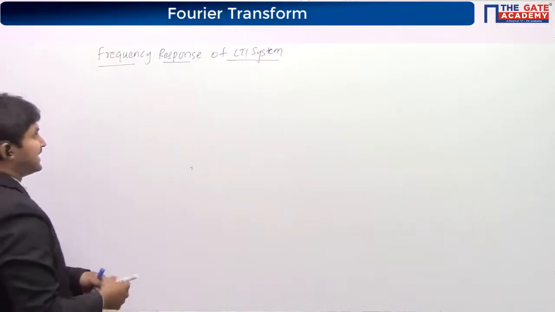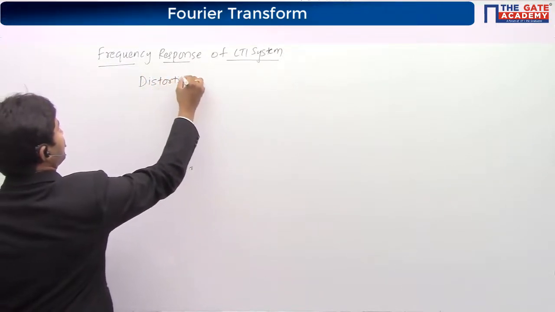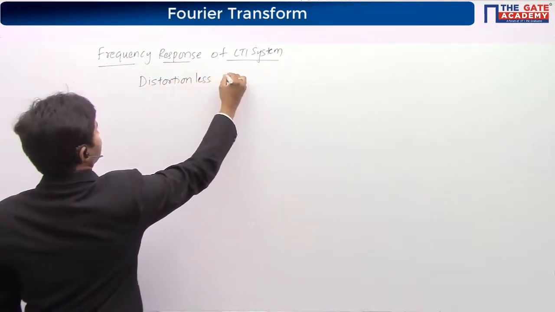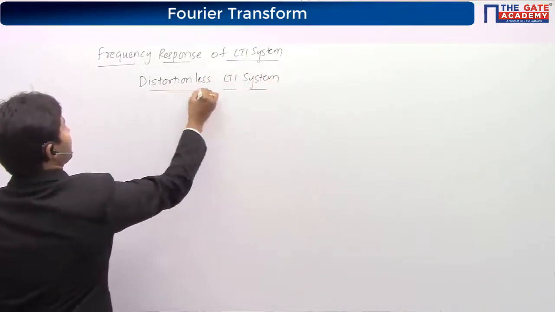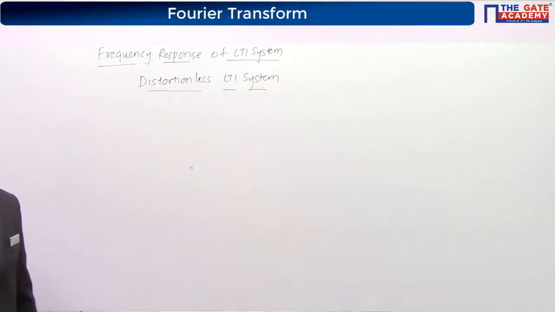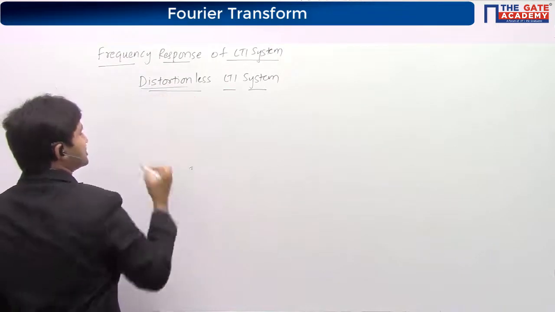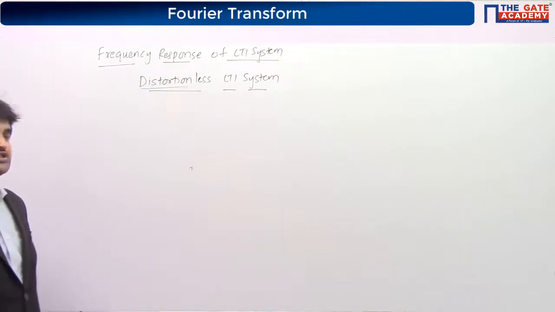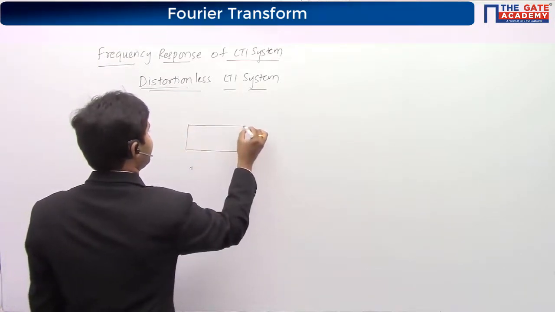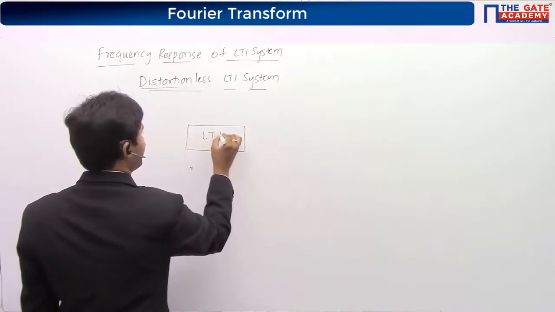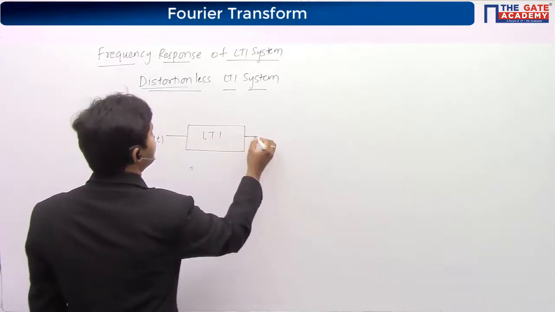So let us talk about a distortionless LTI system. Can you please tell me what is the meaning of distortion? If I take a particular system, which is of course an LTI system, I am giving the input as x(t), and the output of the system is y(t).